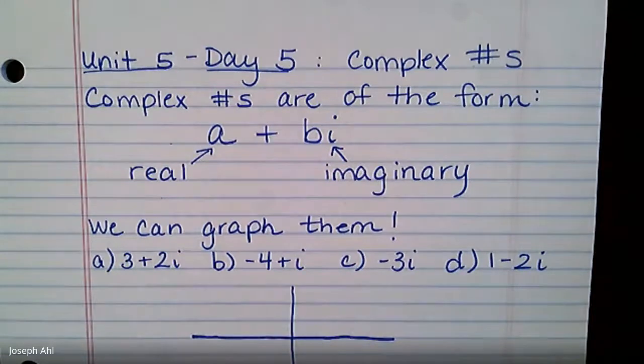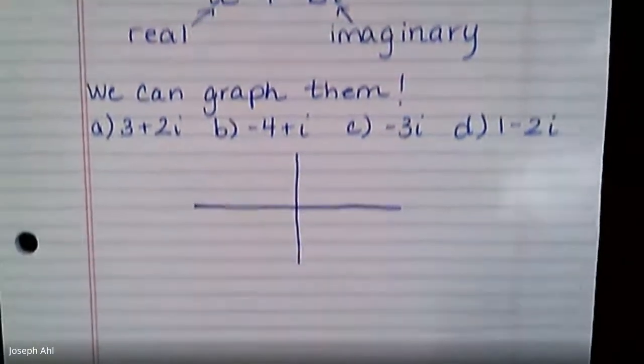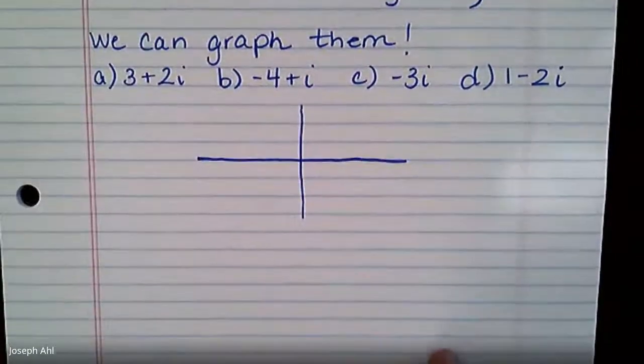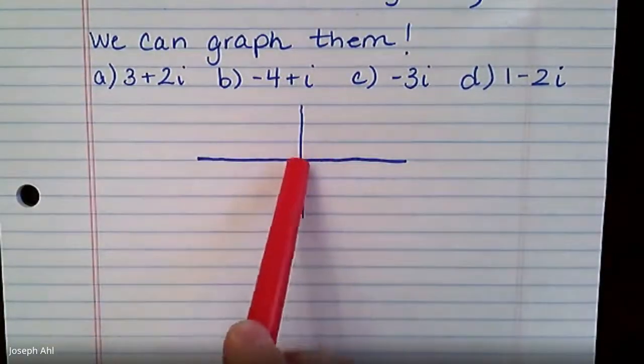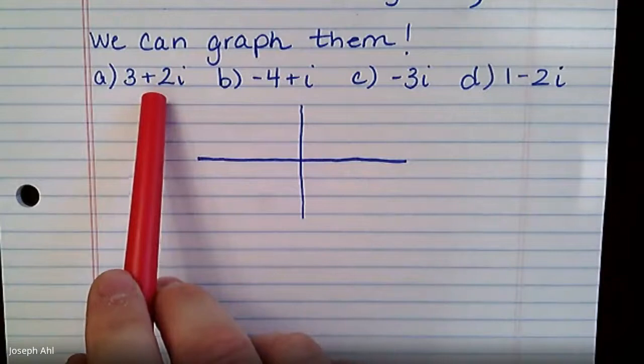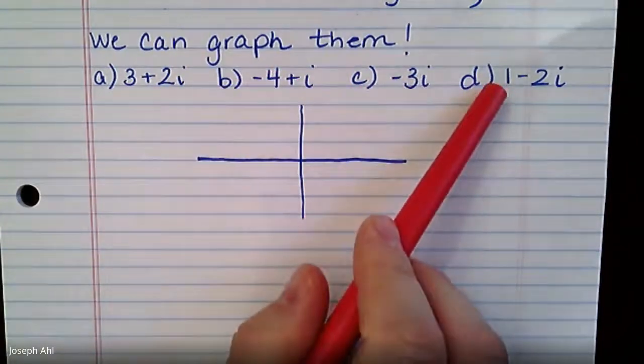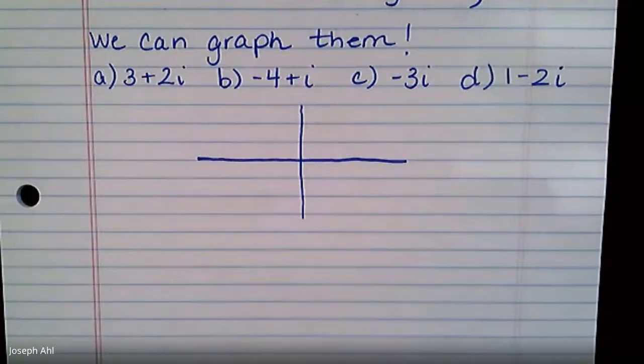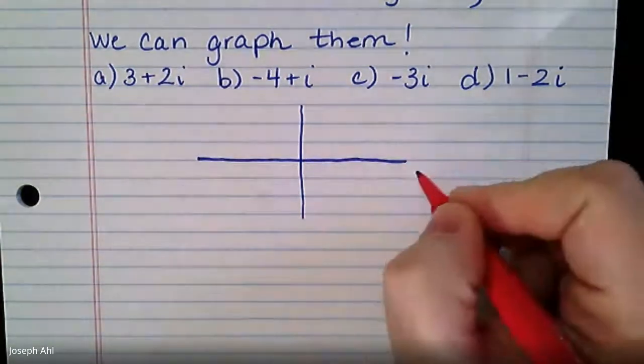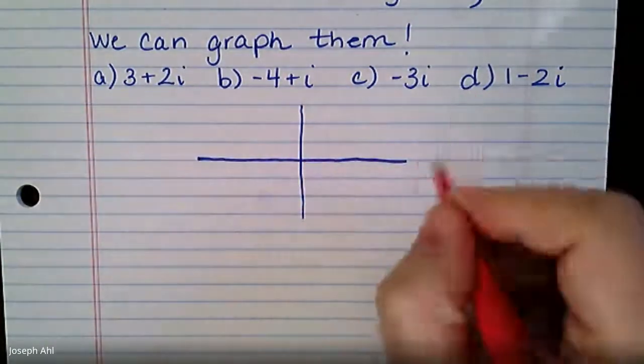I know that you might have to hit pause to catch up to where I am in the notes right now, but once you do that, we're going to go ahead and sketch these real quickly on a set of axes. We're going to sketch the complex numbers 3 plus 2i, negative 4 plus i, negative 3i, and 1 minus 2i. It's going to have a similar feel to how we plot x, y coordinate points. But technically, since we're looking at a whole new set of numbers, we need a new set of axes to be able to sketch these.